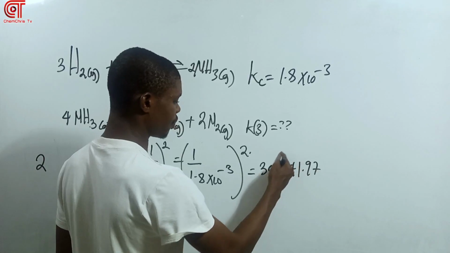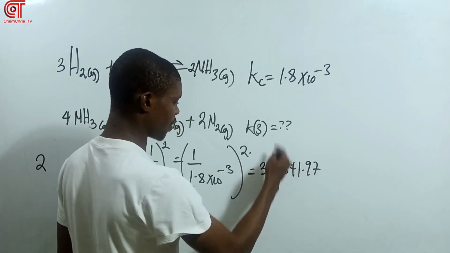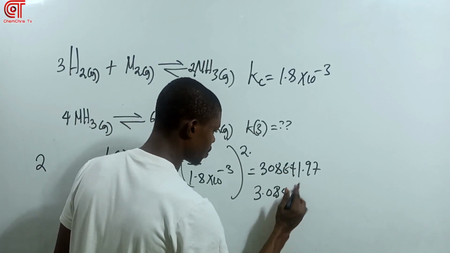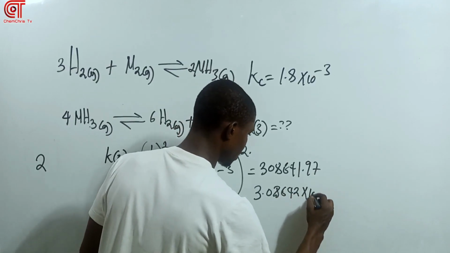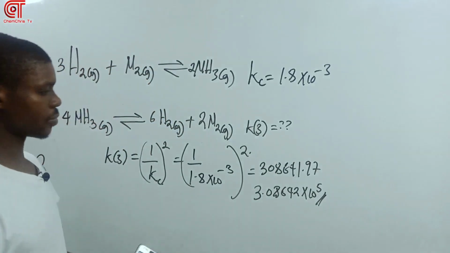1, 2, 3, 4, 5. So you have 3.08464 exponential 5. So this is what that is here.